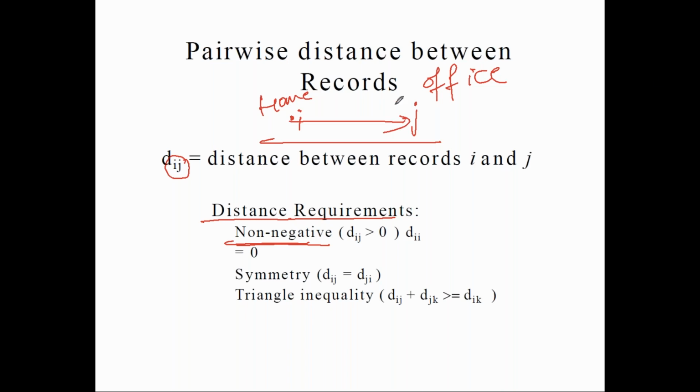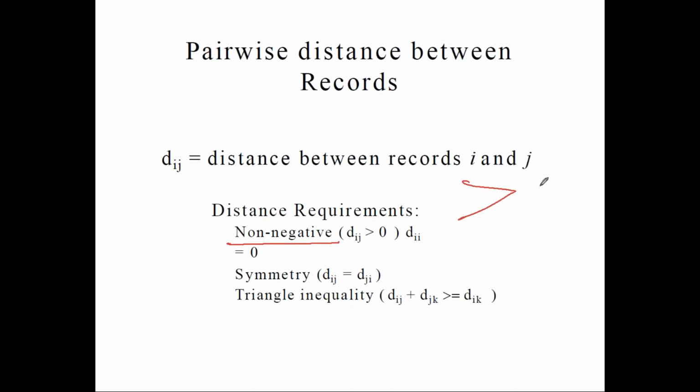Lahari, are you getting my point? The distance between I and J should be non-negative, which means it should be greater than or equal to 0. And the distance between the same point, what will it be? It will be 0.